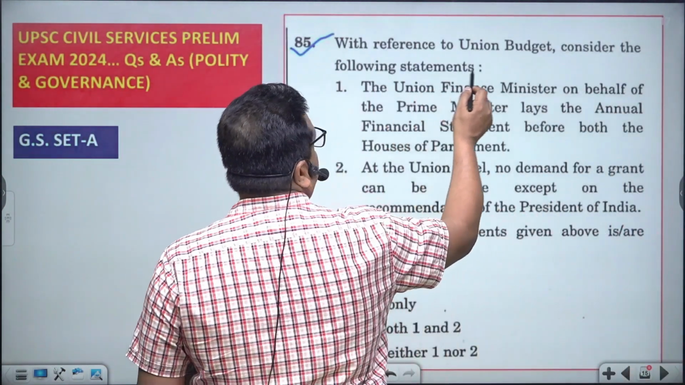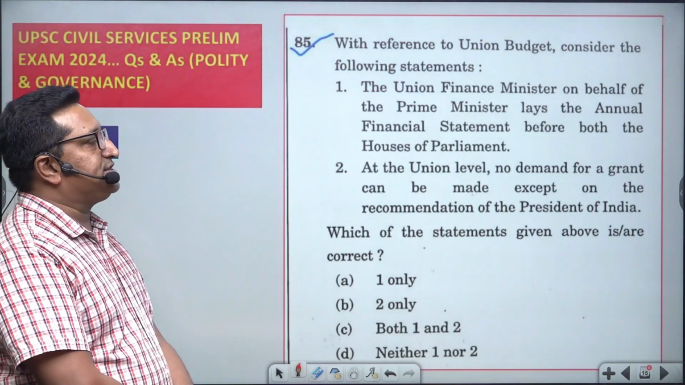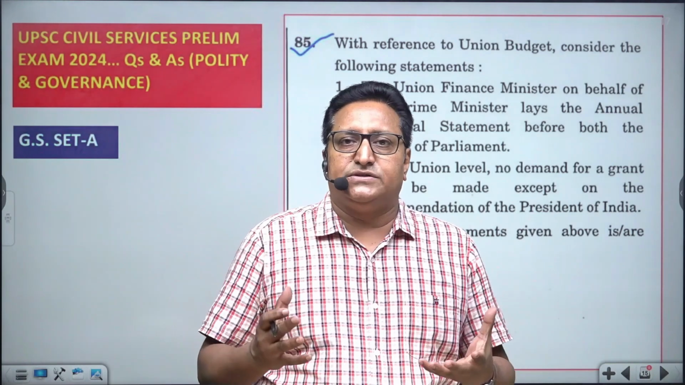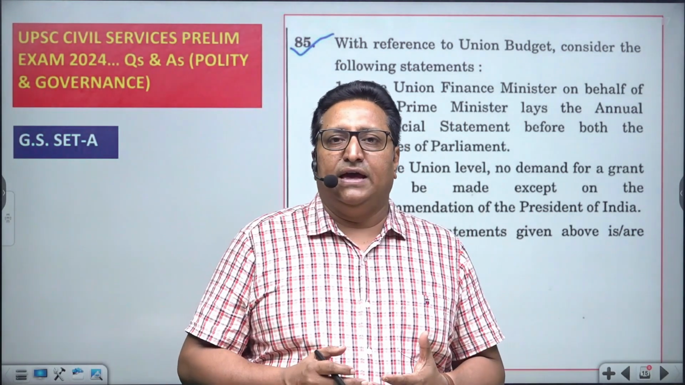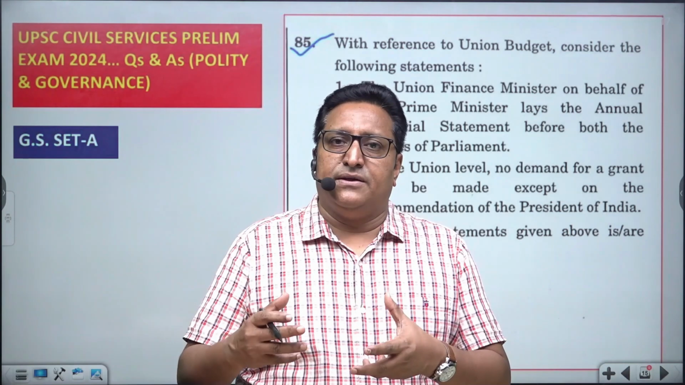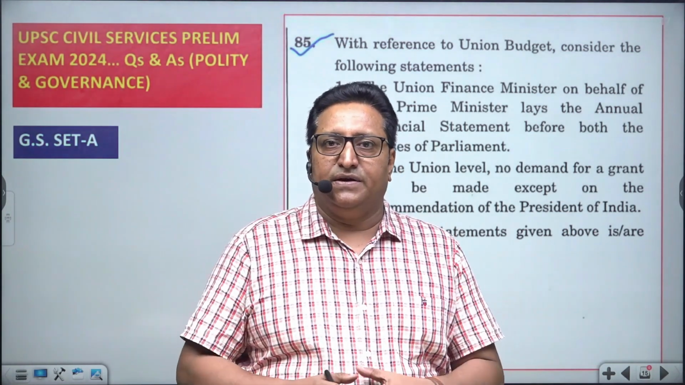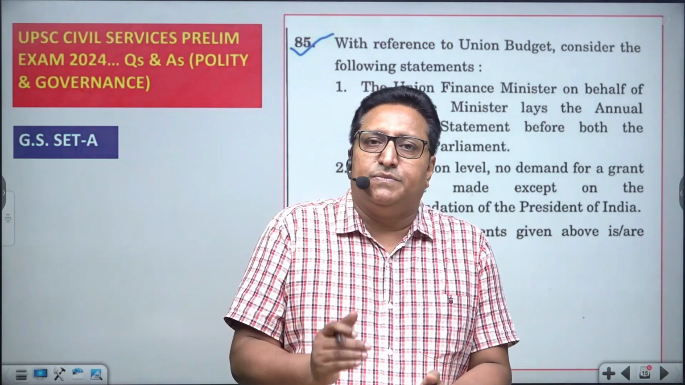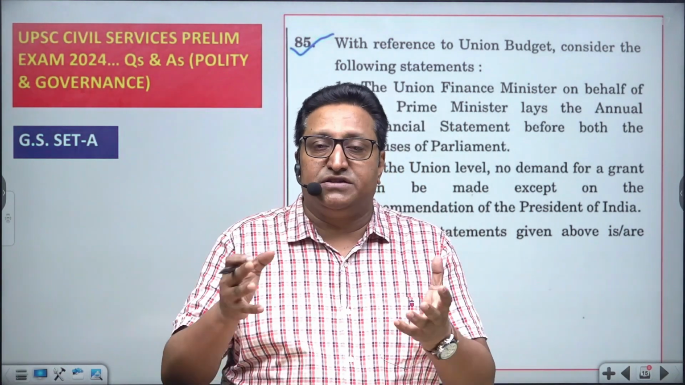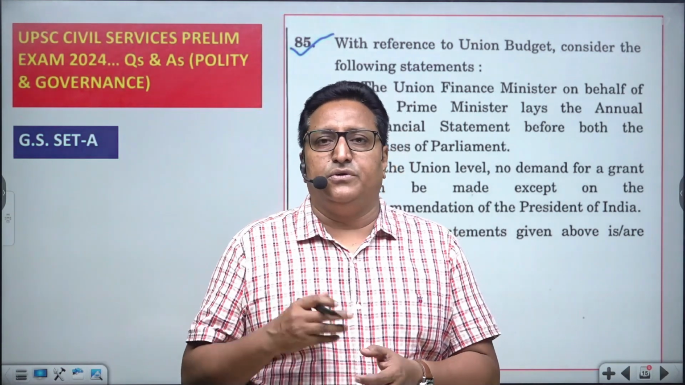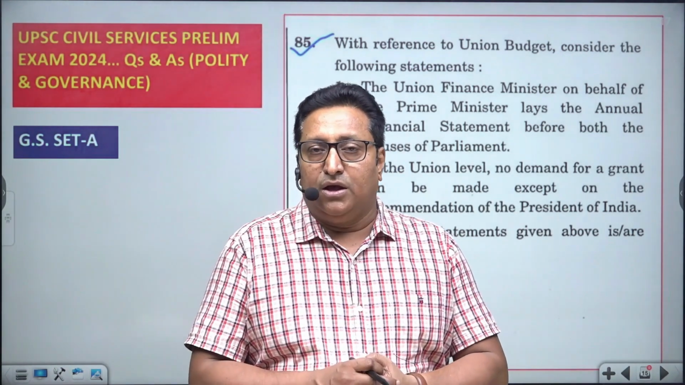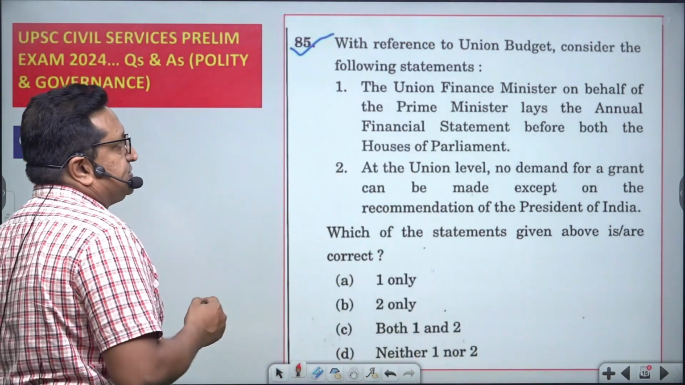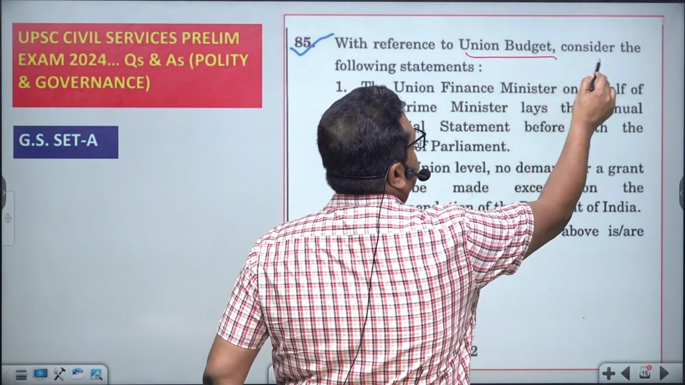Now the question is, with reference to the union budget, consider the following statements. Now again, this question is from the field of parliamentary procedures. Parliament has a very important responsibility of approving the government's demands for grants, that is budget, a statement of expenditure and revenue, that is called budget. So Parliament has the responsibility to approve the government's estimates for grants and also relating to taxation proposals. So this is a very important area in the parliamentary functioning. Now the question is, with reference to the union budget, consider the following statements.